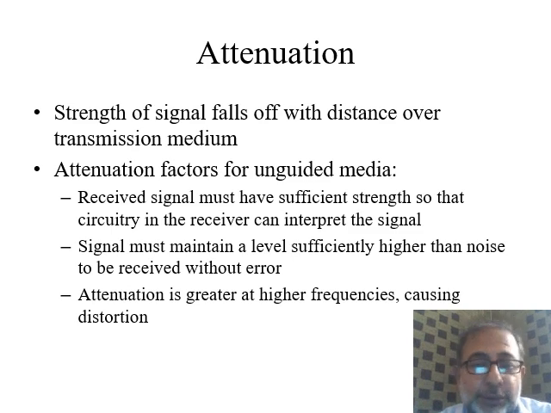What is attenuation? As the signal moves along the distance between the transmitter and the receiver, its strength falls down. This is basically attenuation. The wireless media is also called the unguided media as compared to the guided media. For example, the optical fiber is a guided media.